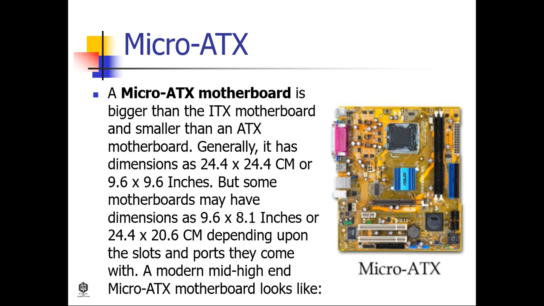Next, the Micro-ATX. A Micro-ATX motherboard is bigger than the ITX motherboard and smaller than an ATX motherboard. Generally, it has dimensions of 24.4 by 24.4 centimeters or 9.6 by 9.6 inches. But some motherboards may have dimensions of 9.6 by 8.1 inches or 24.4 by 20.6 centimeters, depending upon the slots and ports they come with. A modern mid-to-high-end Micro-ATX motherboard looks like the following.